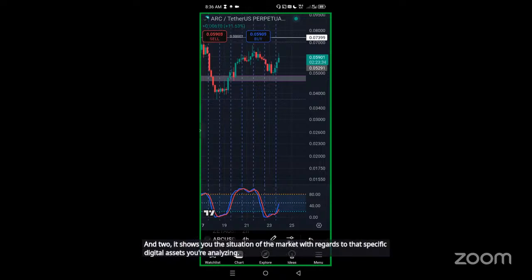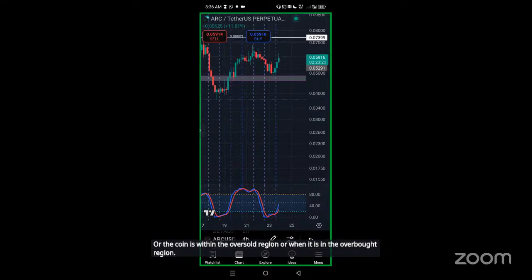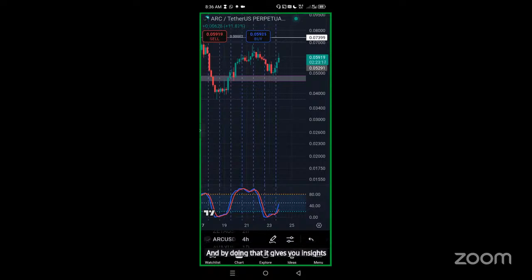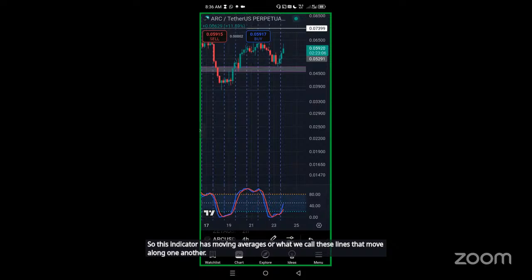It will tell you whether the price of that coin is within the oversold region or within the overbought region. And by doing that, it gives you insights on specific areas of making entry. So this indicator has moving averages, or what we call lines that move along one another.